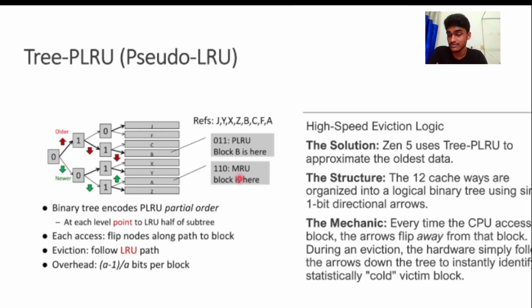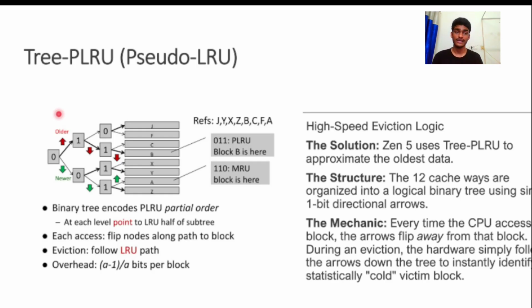Also, if we look at the number of bits used, if this is an 8-way set associative cache, in the binary tree we are using 7 bits to represent the pseudo LRU order. So the overhead here is 7 bits for all 8 blocks.